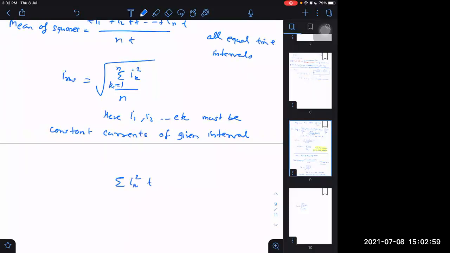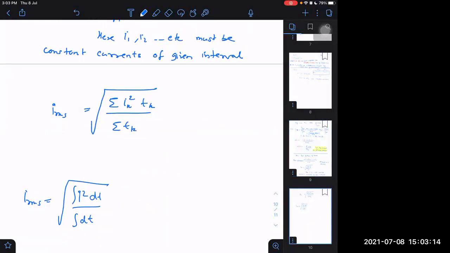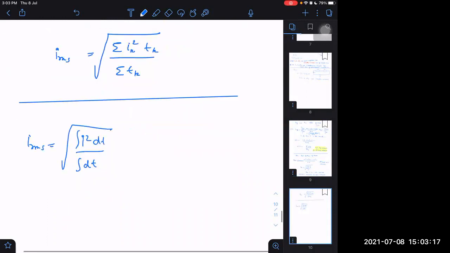It will become Ik square into Tk divided by net time. Net time I will write sigma Tk, and root of that will be IRMS. Okay. And if it is continuous, then IRMS will be this. Tomorrow I will take the cases of the RMS values of different cases, like sinusoidal current. What is the RMS value of sinusoidal current? What is the RMS value of linearly varying current? All such different cases I will take tomorrow. Okay.